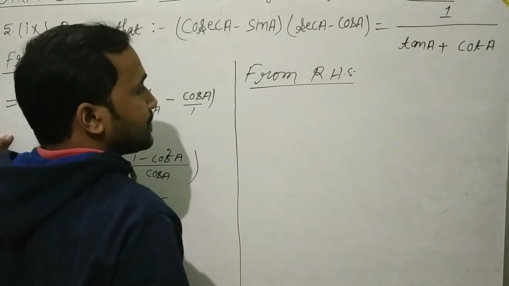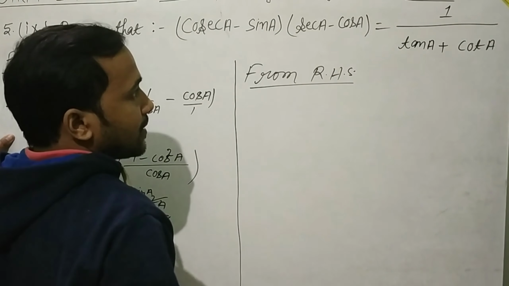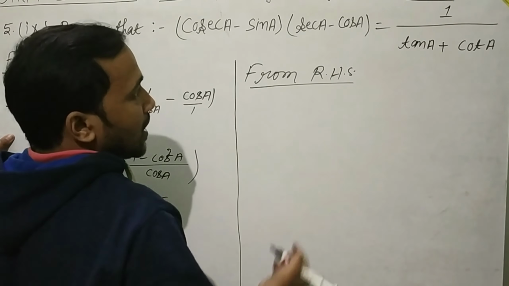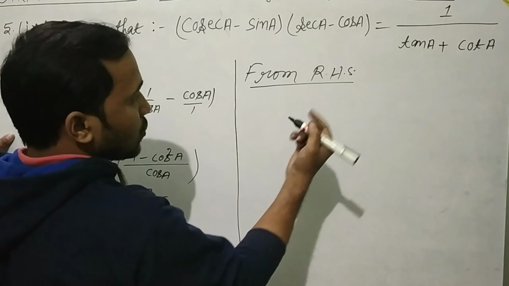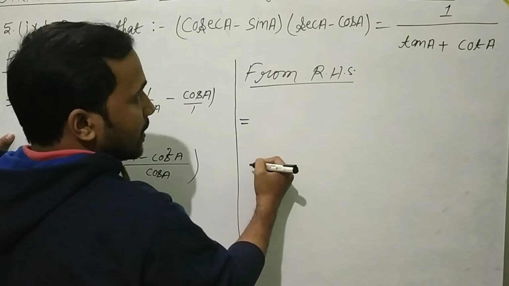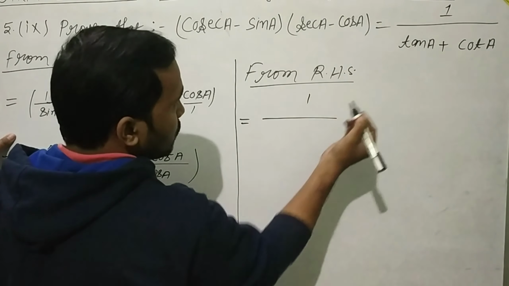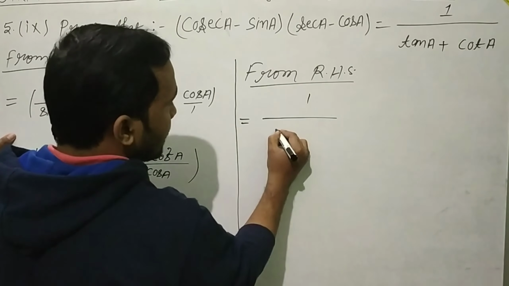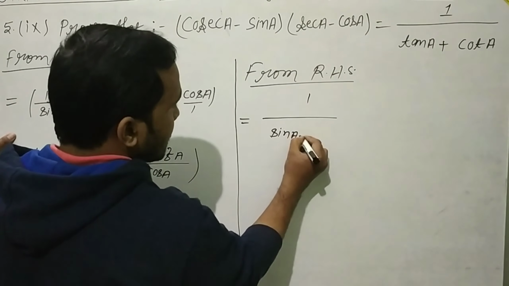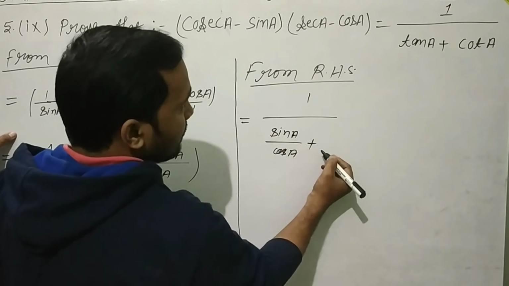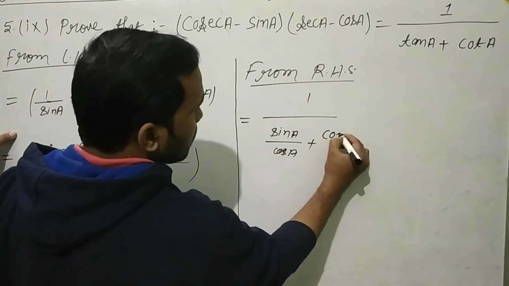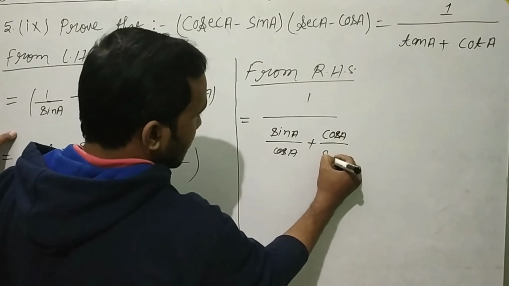Hope you are able to understand the solution of this question. I don't write the RHS part, I am directly solving this. So 1 by, do you know the formula of tan A? Tan A will be written like this: sin A by cos A, plus cot A will be written like this: cos A by sin A.